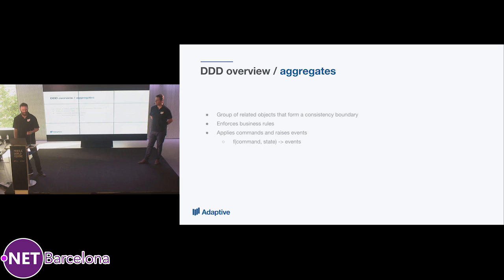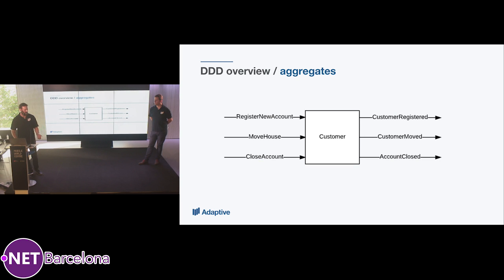And so we talked about events and commands before. So aggregates apply commands and raise events. And when using event sourcing, those events are actually added to our event store in an append-only fashion. So in that way, we can view an aggregate like a function that takes a command and some state and then outputs one or more events. So going back to our example, it probably makes sense to model a customer or a customer account. We might call it an aggregate, and we can see the commands going into that aggregate: register new account, move house, close account, and then the events that would be raised subsequently after processing those commands.